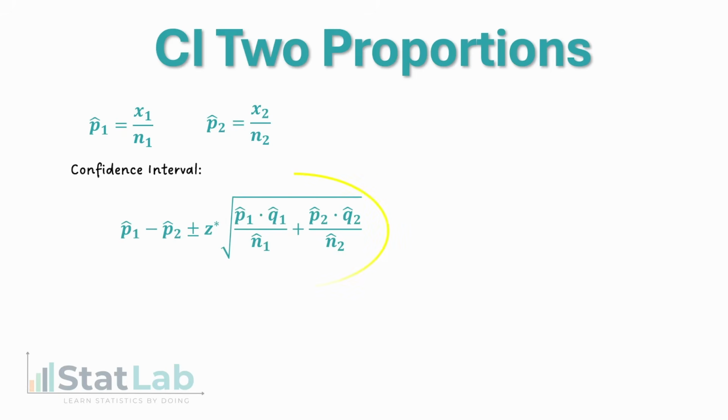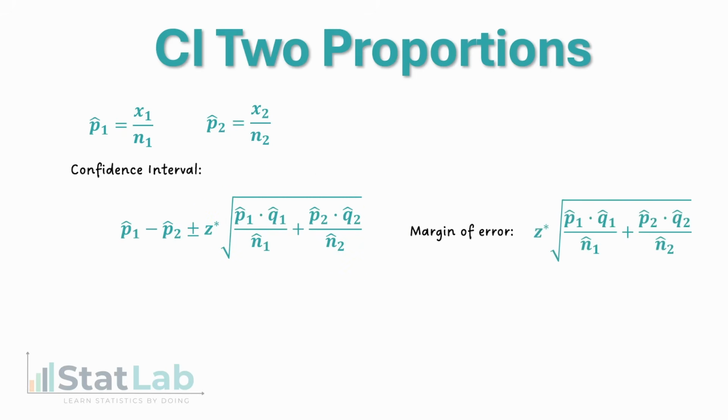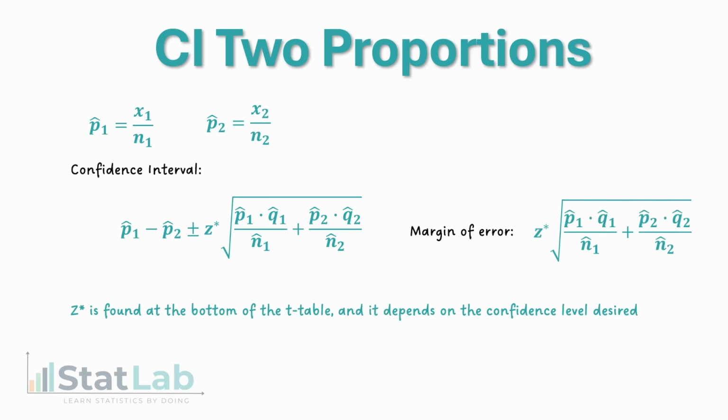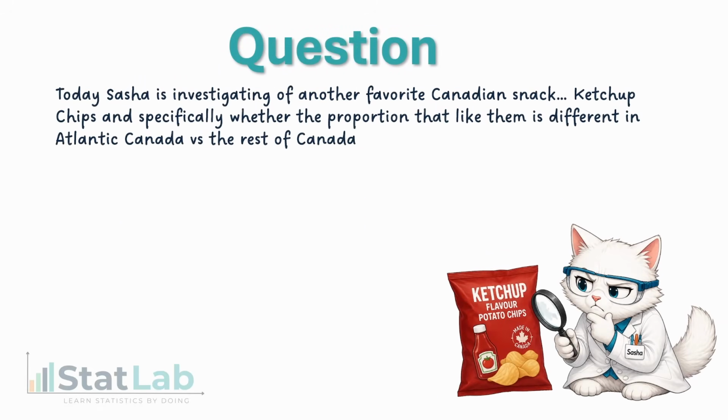Now, this piece right here corresponds to the margin of error. We'll just move that over there so we can see that. And this Z star, this is found at the bottom of the t-table, and it depends on the confidence level desired. We're going to use a question that we talked about last time.